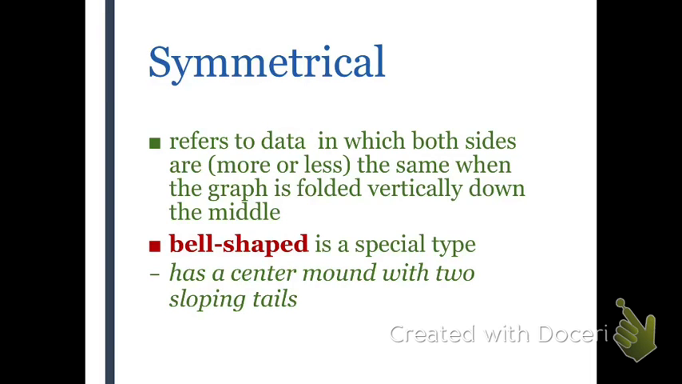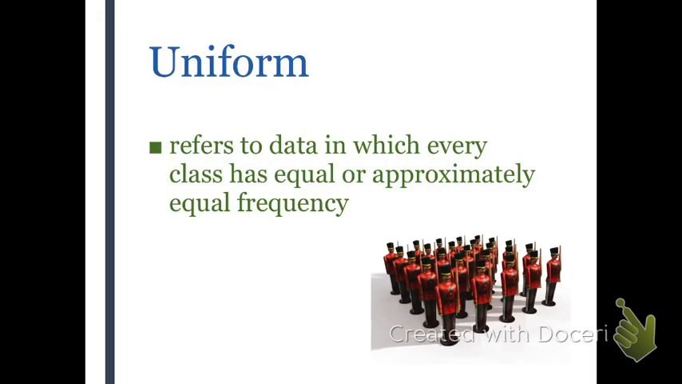Okay, the next one is uniform. That's when you have equal frequency all the way across. While uniform is also symmetrical, it just looks like a box. The reason there's a bunch of soldiers here is because they're wearing a uniform and they're all the same height. That's why they do that. Equal frequency.